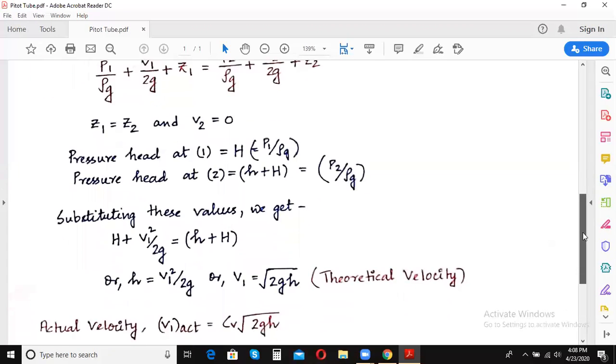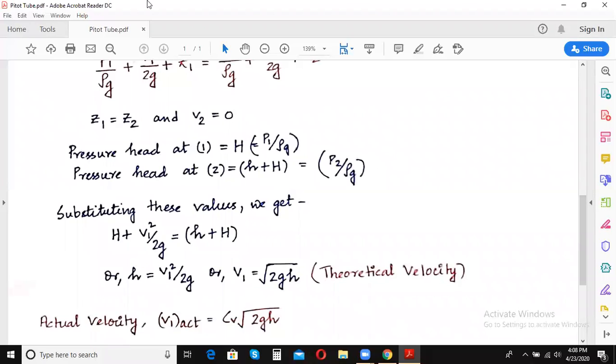Now again, we have capital H on both sides of the equation, so this H and this H also get cancelled out. Finally, we have small h is equal to V1 square by 2g. If you rearrange this expression, you get V1 is equal to root over of 2gh.